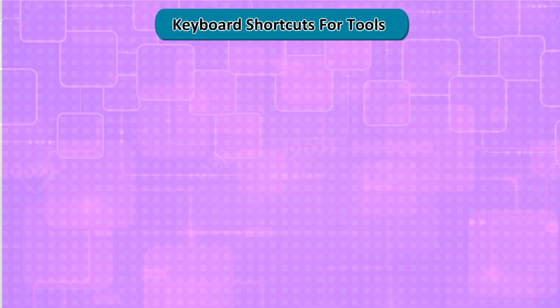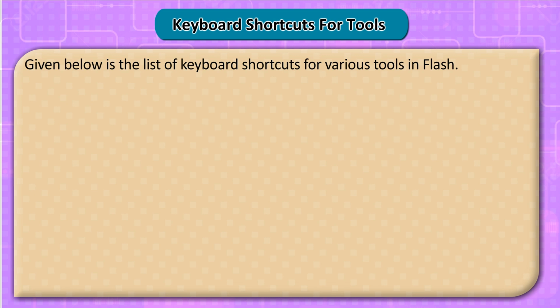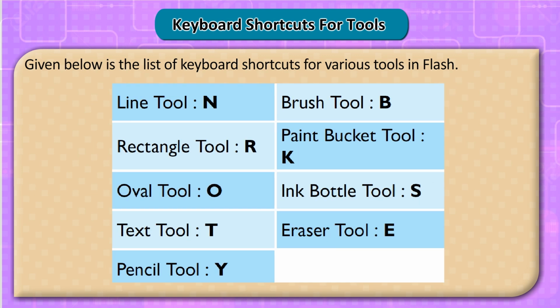Keyboard shortcuts for tools. Given below is the list of keyboard shortcuts for various tools in Flash. Line tool, N. Brush tool, B. Rectangle tool, R. Paint Bucket tool, K. Oval tool, O. Ink Bottle tool, S. Text tool, T. Eraser tool, E. Pencil tool, Y.